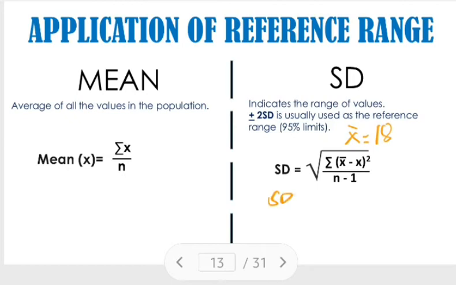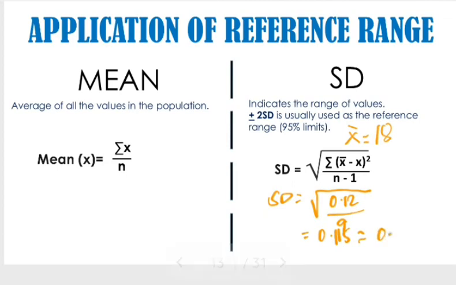So let's substitute our values. The standard deviation is equal to the square root of the summation of mean minus x squared, over n minus 1. So we have 0.12 over 10 minus 1, so 9. So we have a standard deviation of 0.115, or equal to 0.12.